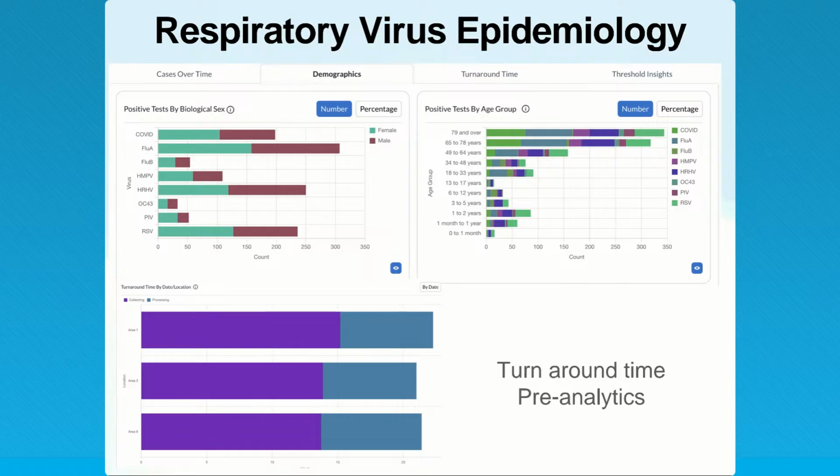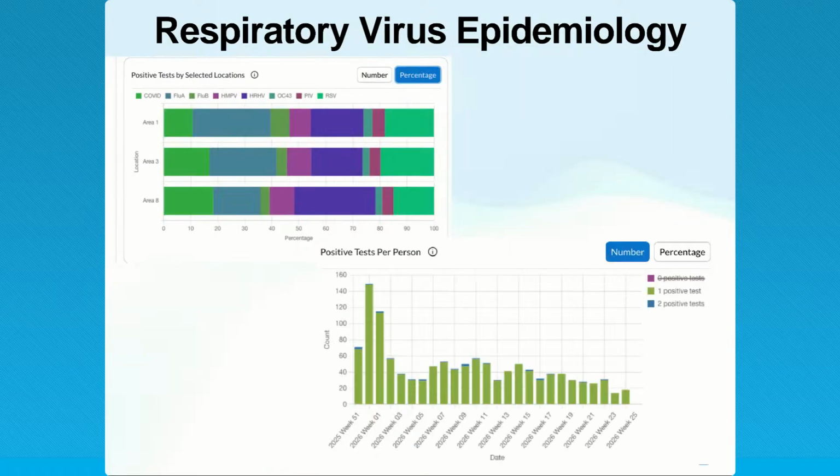And then, of course, allowing us to do turnaround times again in terms of pre-analytics, so collection to processing to reporting. So again, it's the exact same thing. And again, this was the different locations in the hospital, who was seeing what and when, and then how many positive tests. Was it one positive test? So were they infected with one virus, or were they infected with 2 viruses? And you could see in the bottom right graph that the majority of people were actually infected with one virus.